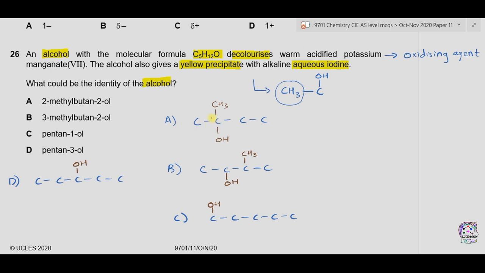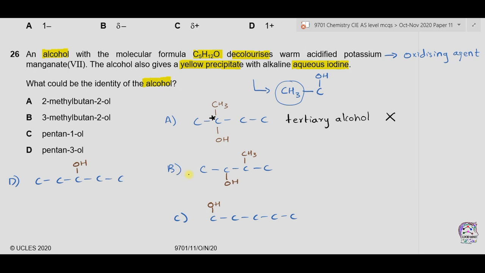In A we have this carbon that is attached with the OH functional group, and we can see that this carbon is attached directly with 3 other carbon atoms, so this is a tertiary alcohol. And tertiary alcohol does not oxidize in the presence of acidified KMnO4.